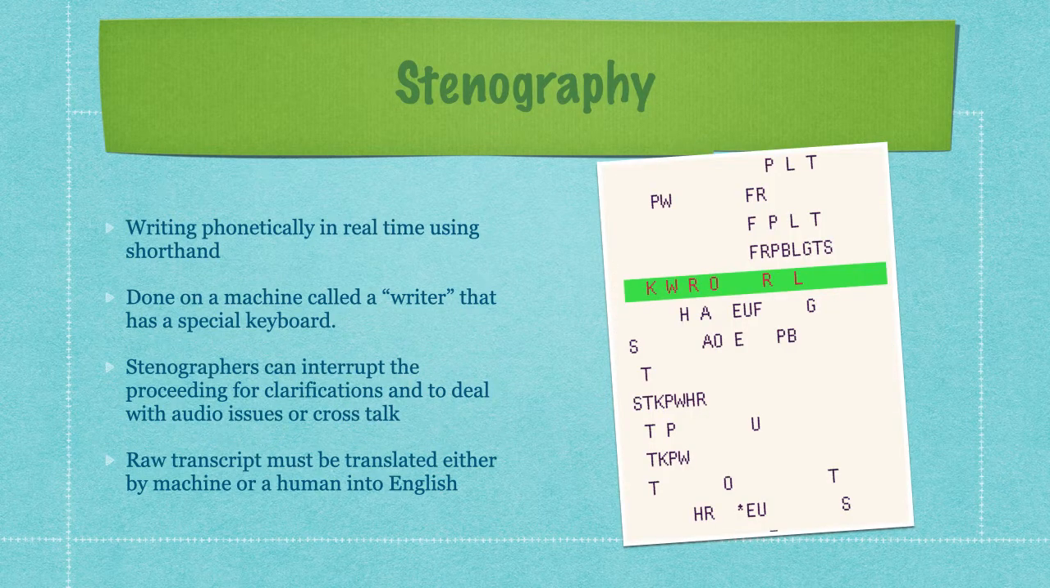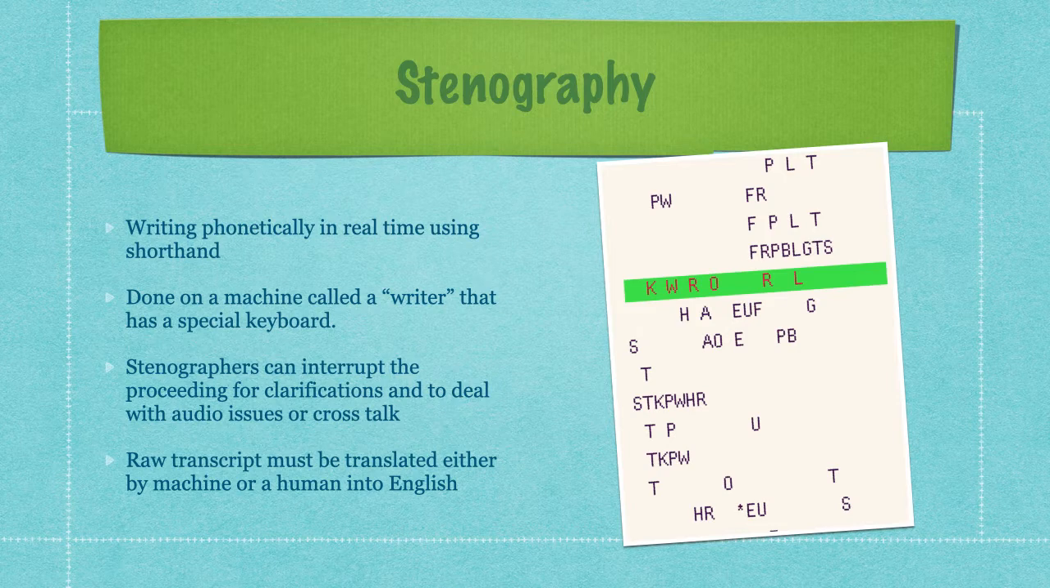Now the stenographer is in the actual proceeding live, writing in real time as the person is speaking. And they're writing phonetically using a shorthand, and this is a real life example. So they're on a little machine. You've seen them in TV shows and movies, a little machine. It's only got a few keys on it, and they've got this little piece of paper coming out, although nowadays you don't have the paper.